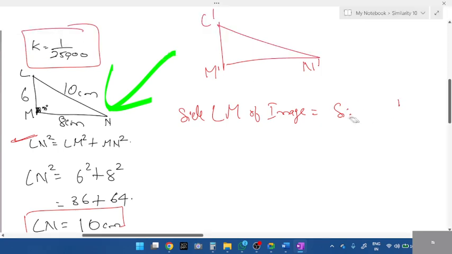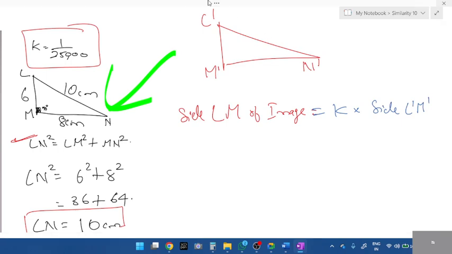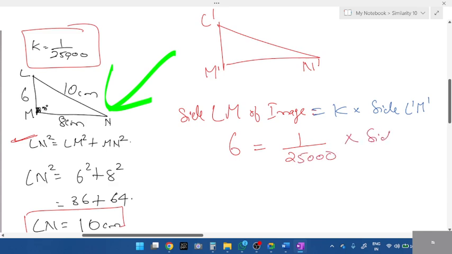No, no. Before that, we missed out. Tell me the formula. Side LM of image is equal to K into what? Side L dash M dash. Is this clear? All of you understood? This is side LM, students. What is side LM? Value equal to K into side L dash M dash. This 6 is in centimeters.